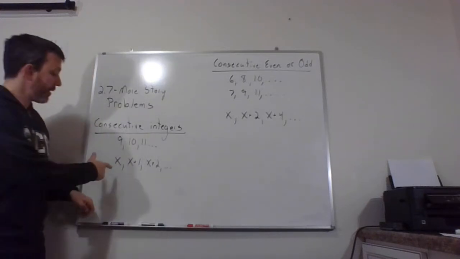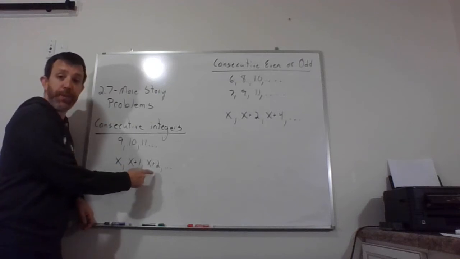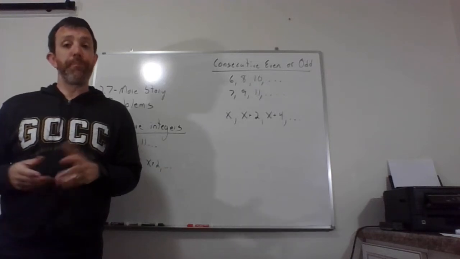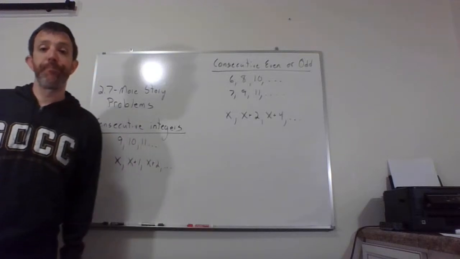And that pattern is just simply that if the first one is x, the next one is x plus 1, x plus 2. You can keep going for however many of these you need. But basically they form a pattern that goes up by 1 every single time.